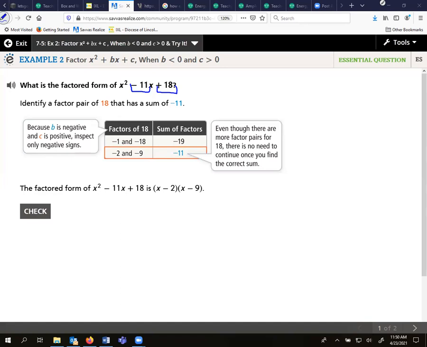So we would take these two numbers and put them in the set of parentheses, and because they are negative, there's negatives in the parentheses too. So instead of plus 2 plus 9, it's minus 2 minus 9.